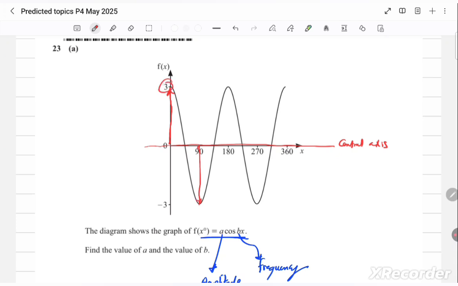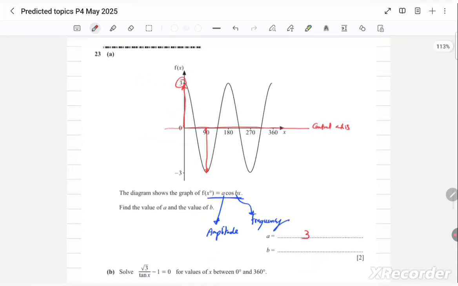So what is this distance? It's 3. So A is 3. Okay, so this is amplitude, the height or the distance from the central axis to the maximum or the minimum point. Okay, what's the frequency?